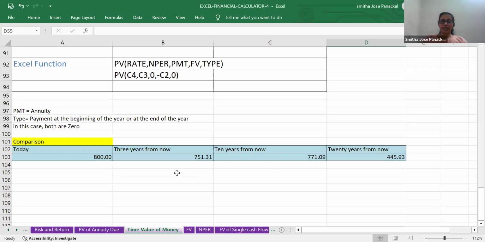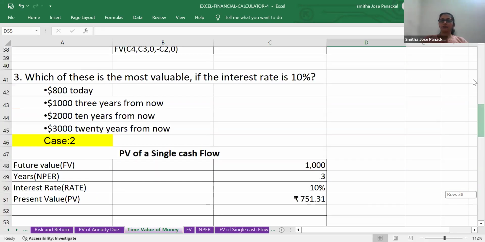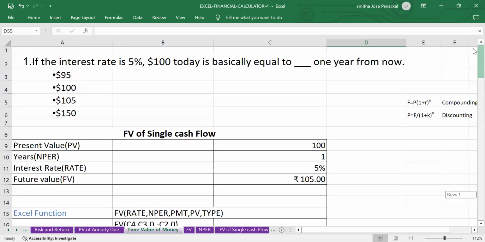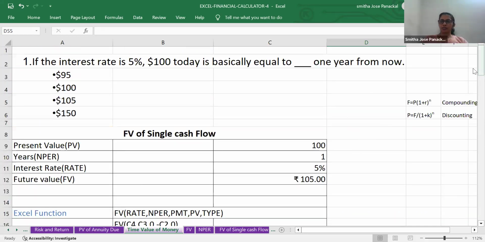As a layman, we may choose a different answer, but from now you know how to calculate it and how to compare it. Now we can see that 800 is better compared to the other options. This is how we can apply the concept of time value of money, and this is with respect to our individual decision.